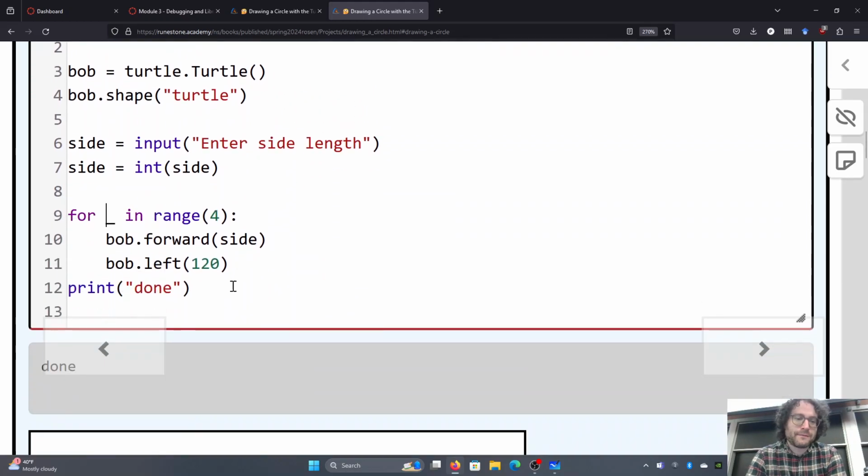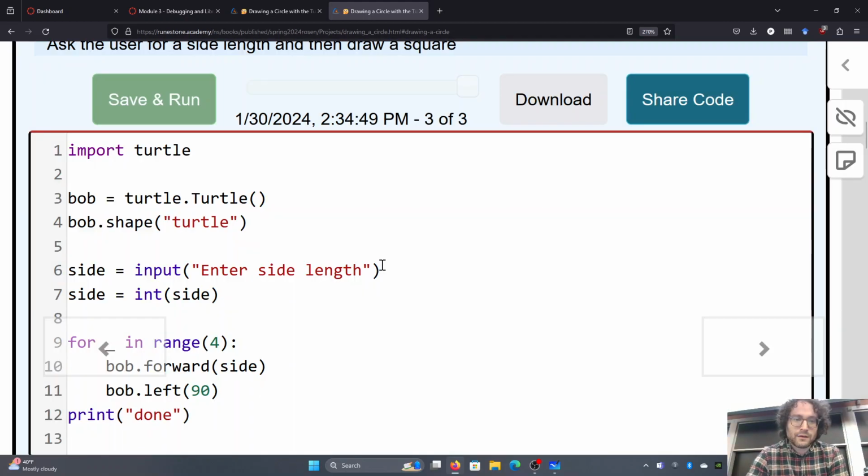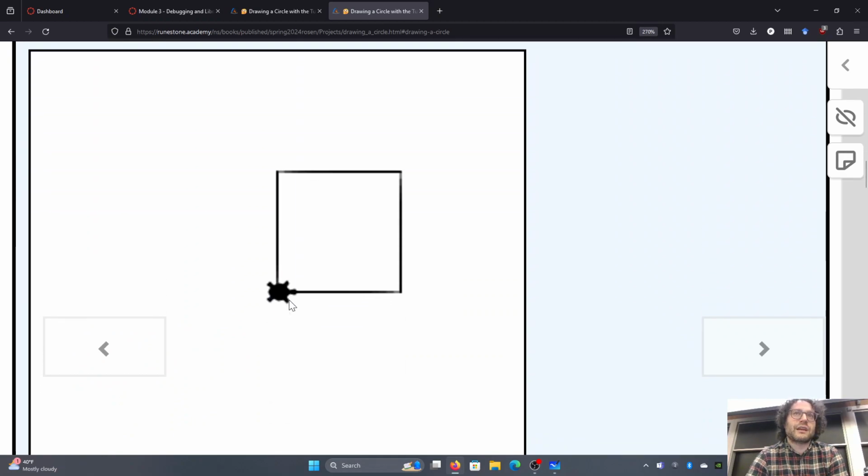So for this one, what we needed to do was simply change that from a 120-degree turn to a 90-degree turn, right? That's what we wanted to change. The turtle needs to just change the turn they need to make.